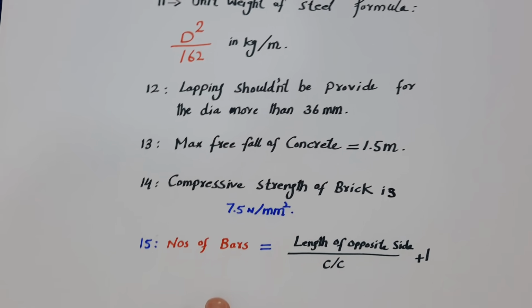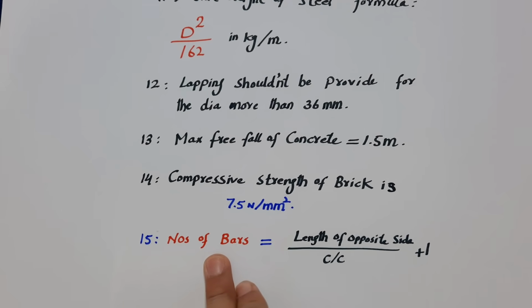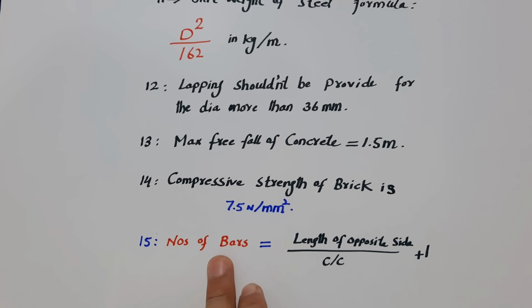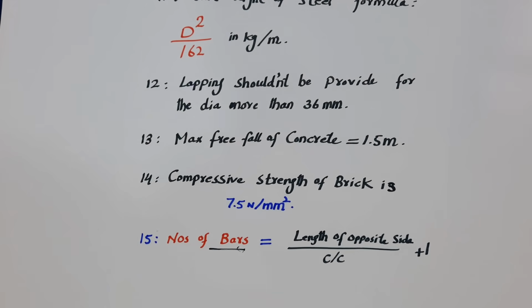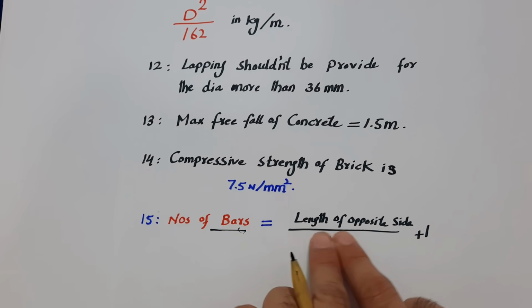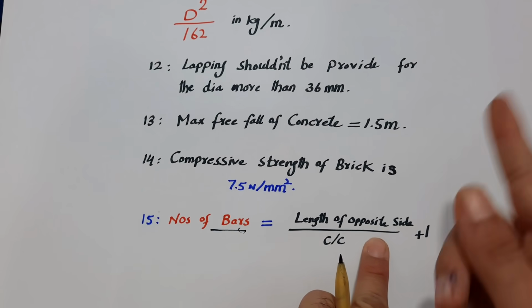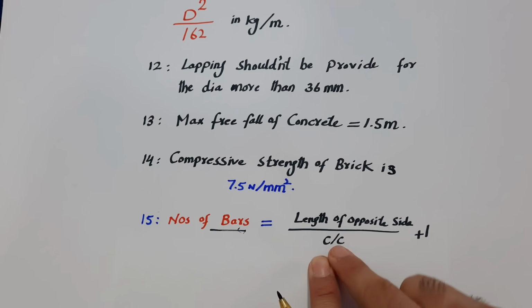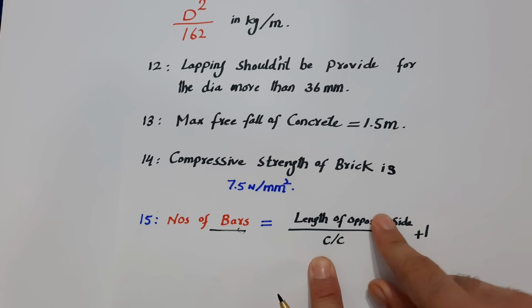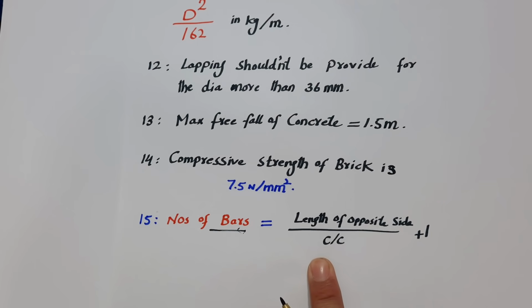Guys, the last one is number of bars. How can you find the number of bars? For example, in a slab, the length of the opposite side divided by spacing C/C plus 1 gives you the total number of steel rods in the slab.